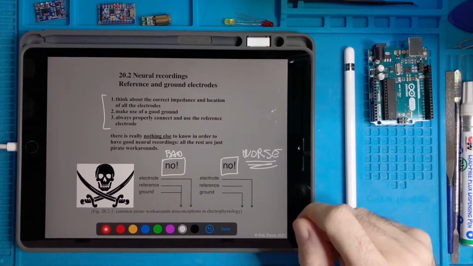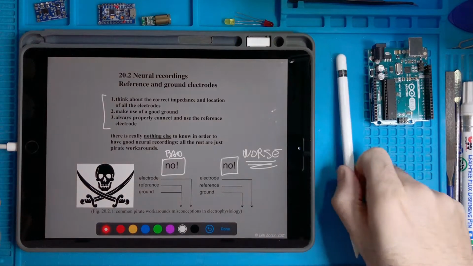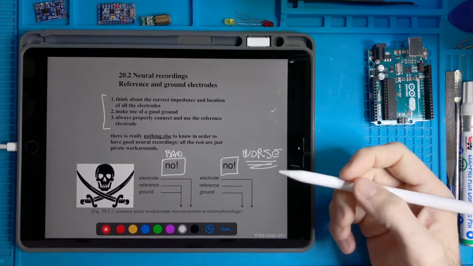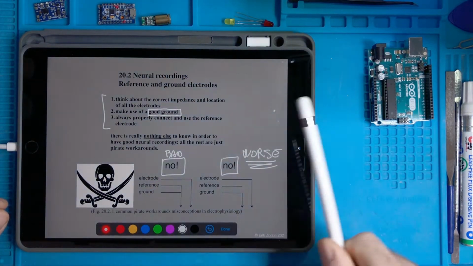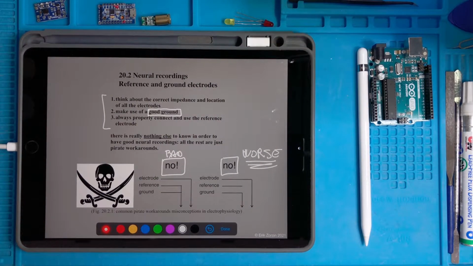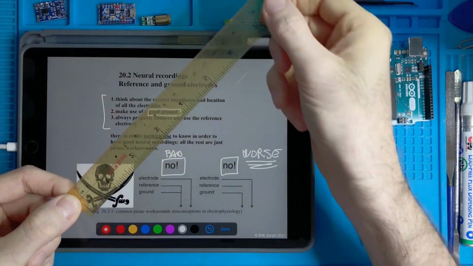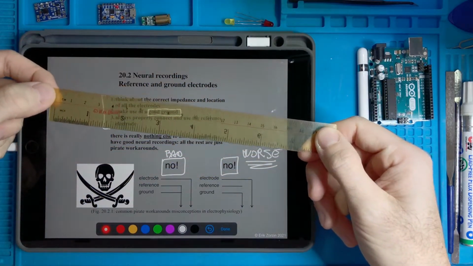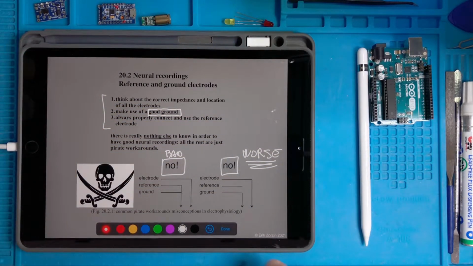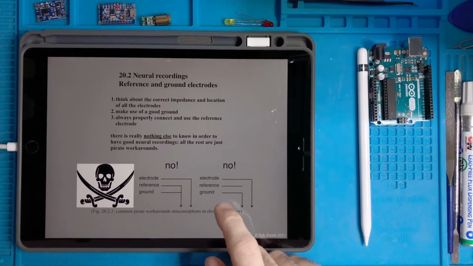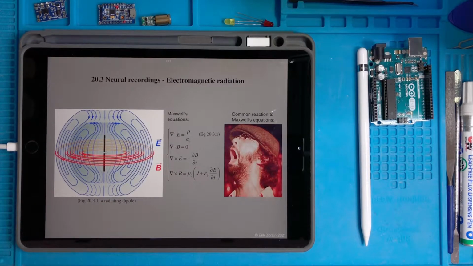Okay, so now we have to go a little bit deeper into this concept, the good ground. Having a good ground is like having a ruler. You measure the distances of points, but you know where your reference is. If you don't know where the reference is, then you cannot measure any distance. So we have to speak a little bit about this, and to do this, we have to introduce at least some concepts of electromagnetic radiation.